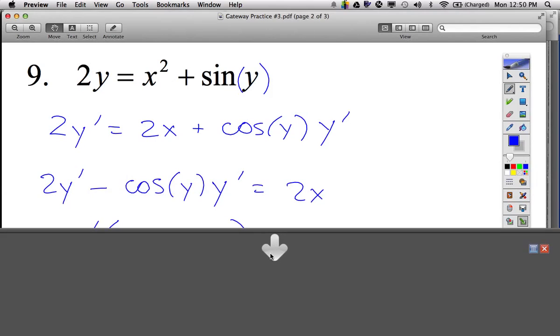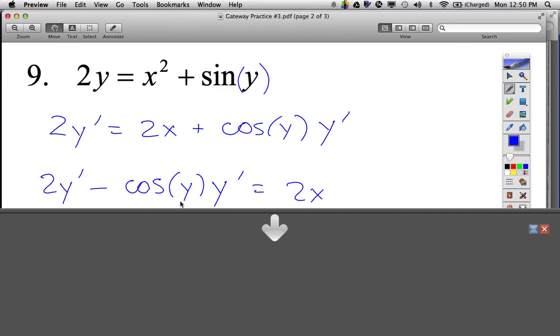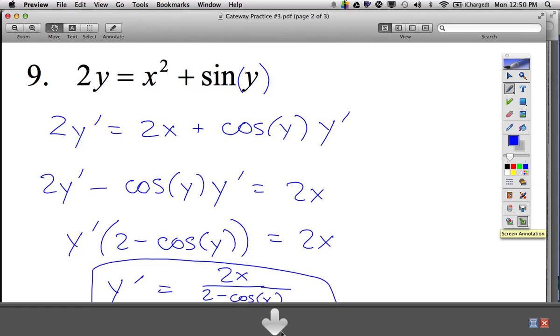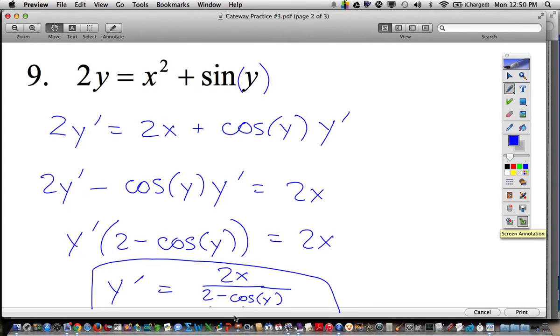Okay, then you've got to get the y prime terms on one side. So this cosine y prime, we need to move over there, leave the 2x over there by itself, take out a y prime. And every implicit differentiation problem really looks like this, unless you get a couple like we had in the homework where you had to multiply out some stuff because your y prime terms were on the inside of something. So you had to multiply out to get them as separate terms so you could gather all the y primes on one side so you could then factor it out. But that's kind of the key. So y prime equals 2x over 2 minus cosine y.